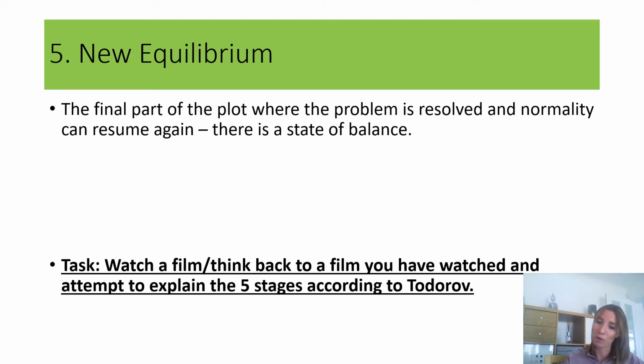And then actually when we move to the end of the story, the new equilibrium, after going on the quest and saving Fiona from the dragon, they actually fall in love and get married, and that's part of this new equilibrium at the end. I know that I've missed out a couple of stages there, but what I want you to do is something similar. Think back to a film or watch a film, and as you're watching, attempt to identify those 5 stages for me.